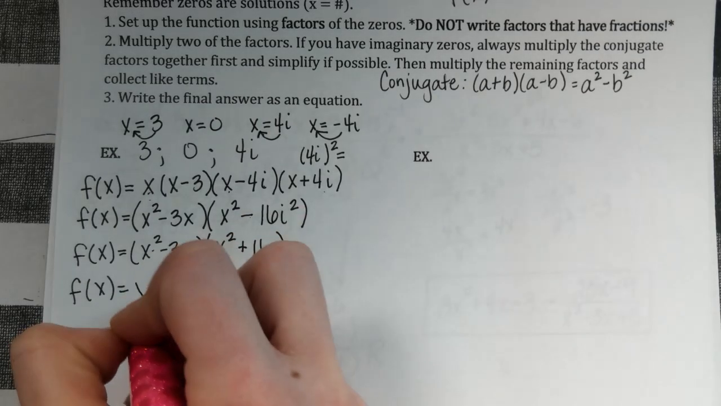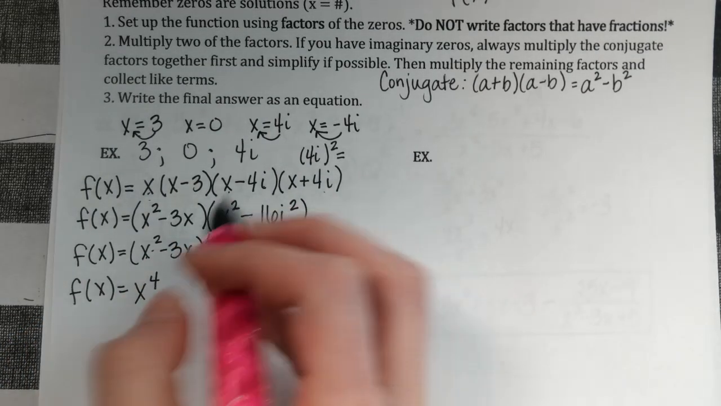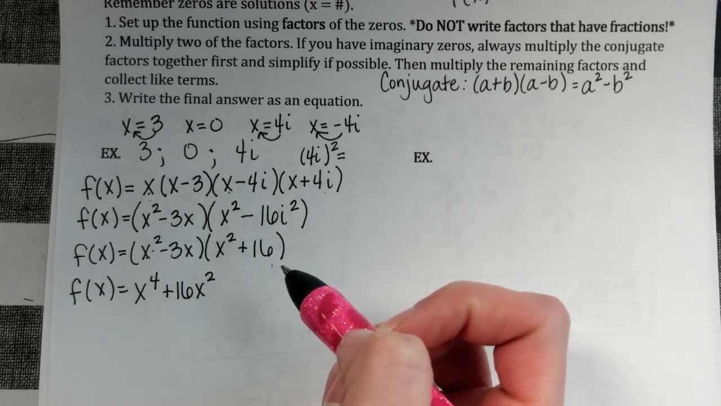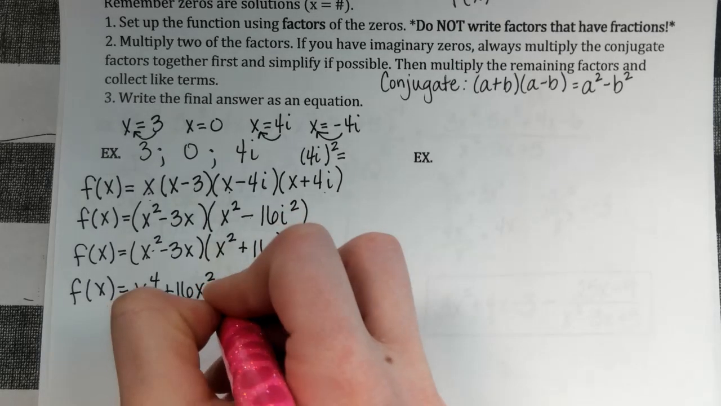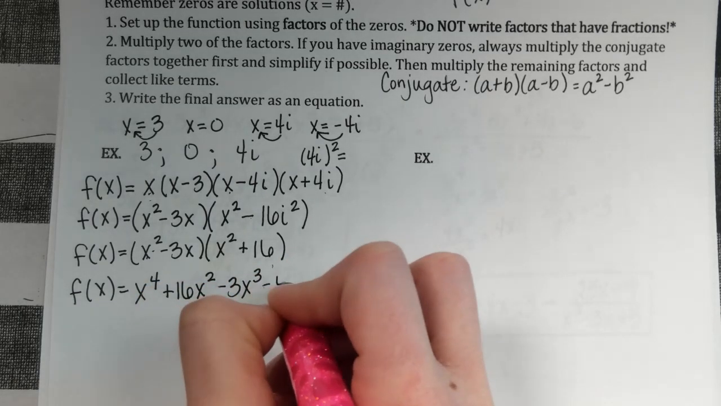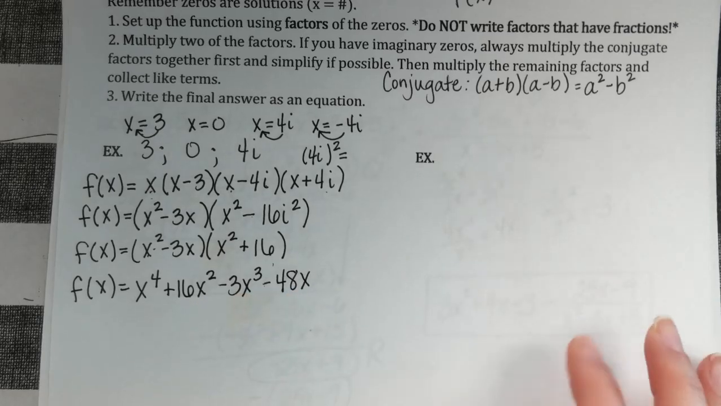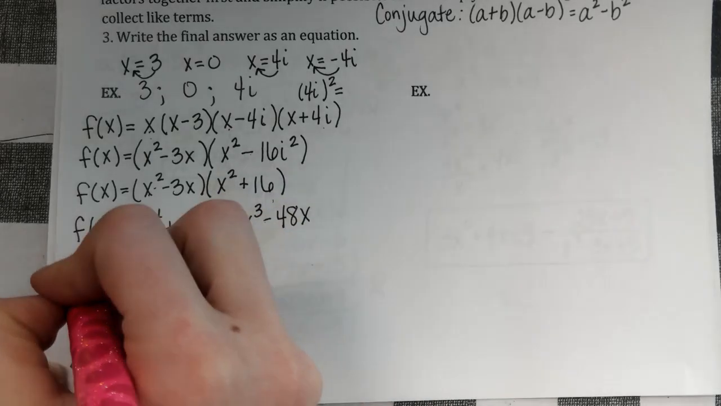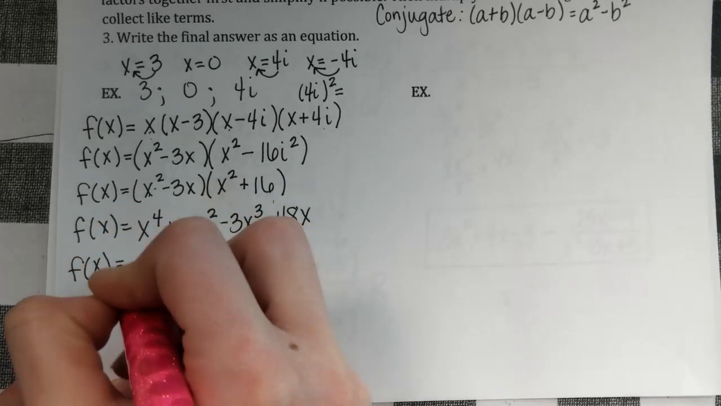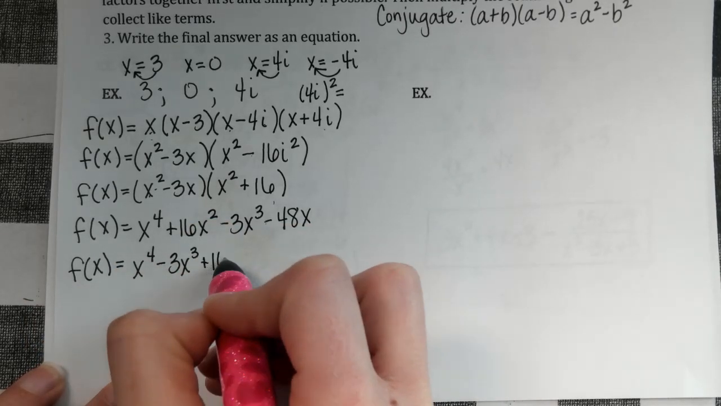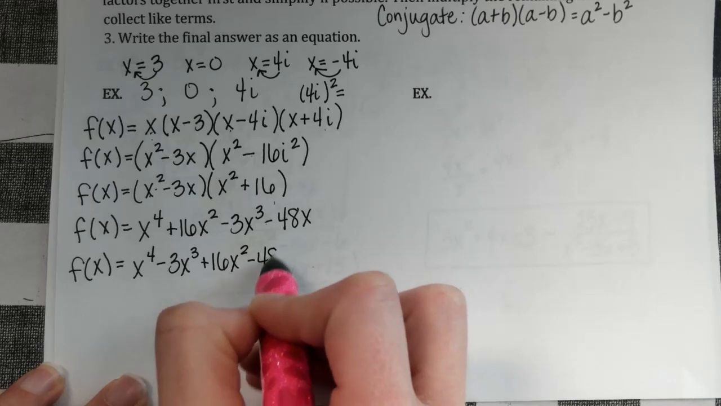X squared times x squared is x to the 4th. X squared times 16 is 16x squared. Negative 3x times x squared is negative 3x cubed. Negative 3x times 16 is a negative 48x. Can I box that? Why not? It's not in standard form. So f of x equals x to the 4th minus 3x cubed plus 16x squared minus 48x.